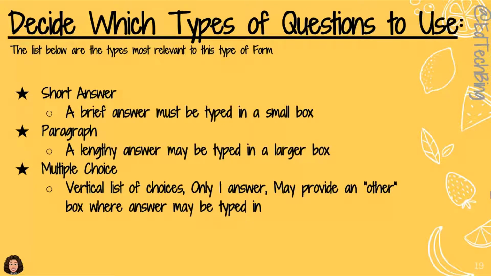A short answer question allows the responder to type in a brief answer in a small box. A paragraph question allows the responder to type in a much more lengthy answer in a bit of a larger box. A multiple choice question has a vertical list of choices, only one answer. However, you may provide an other choice where the responder can type in a box any answer he or she chooses.